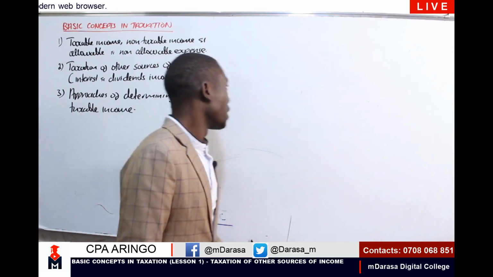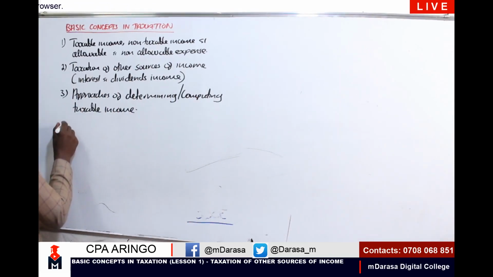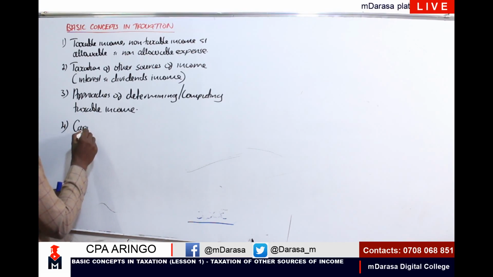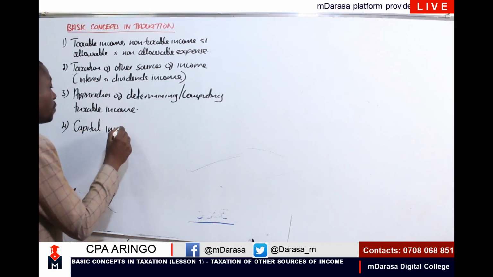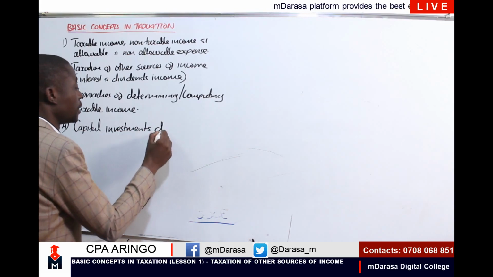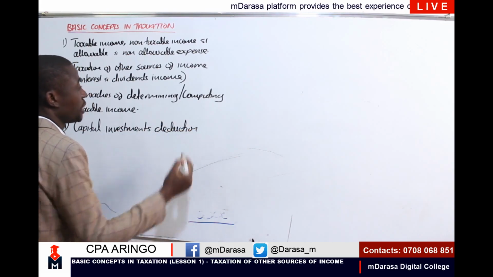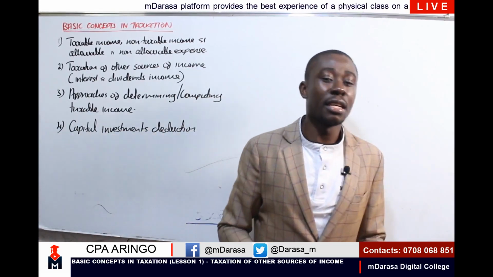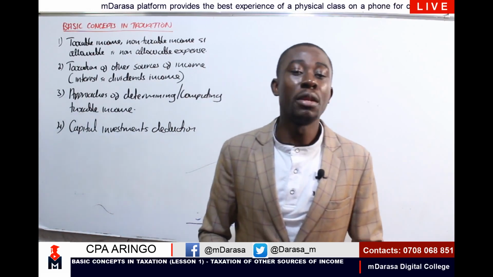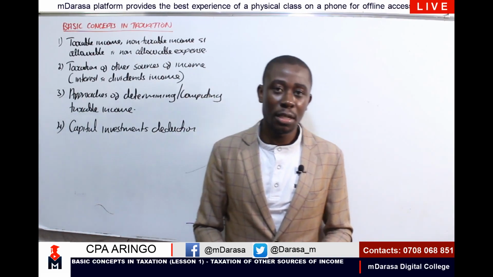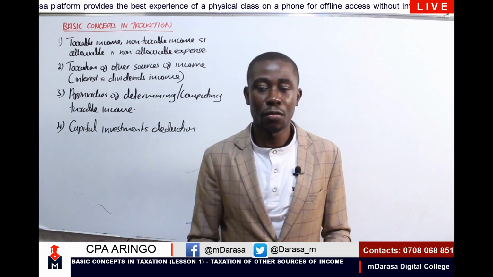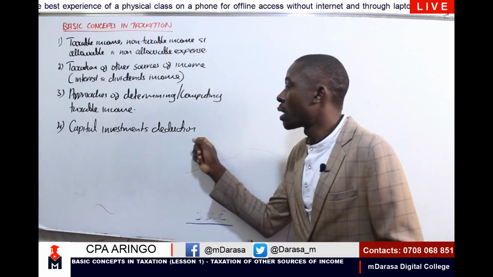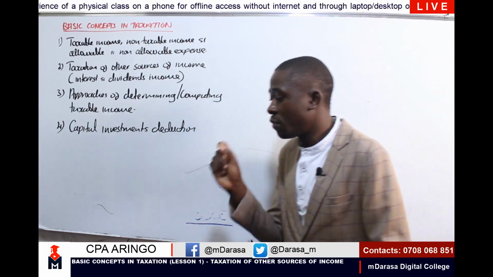Then number 4, a key element that you must always be very, very good at. Basically, these are capital investment deductions. It is very unfortunate that up to date, July 2022, there are some students who still use the previous rates of capital investment deductions, which is very, very unfortunate. So guys, I want you to do whatever you can to make sure that you are updated on the aspect of capital investment deductions.